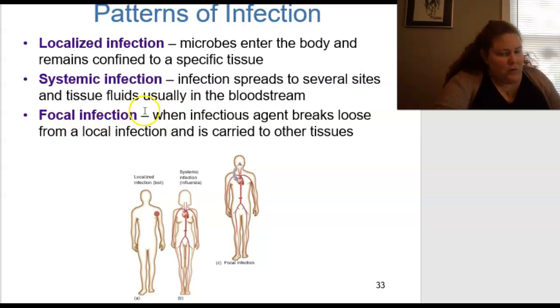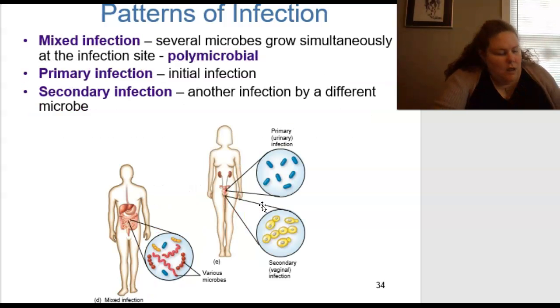Okay, and then this focal infection again is going to be when the infectious agent breaks loose from a local infection and is therefore carried to other areas and other tissues. So C here, a focal infection occurs when initially it was a local infection, but circumstances caused the microbe to be carried to other sites systemically, or using the system as a highway, right?